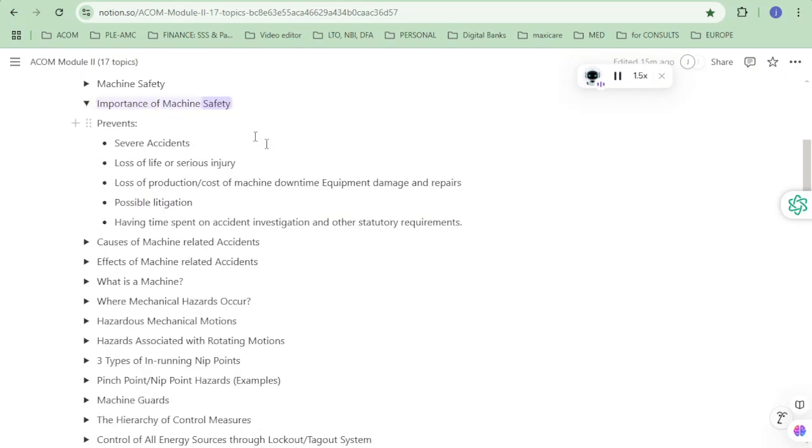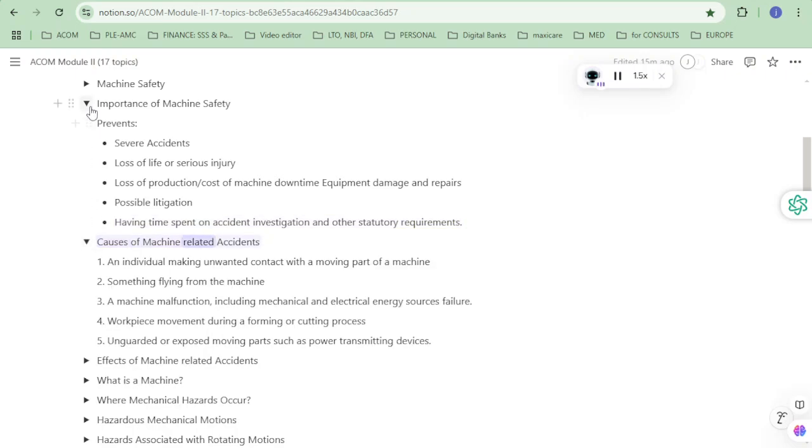Importance of machine safety. Prevents severe accidents, loss of life or serious injury, loss of production and cost of machine downtime, equipment damage and repairs, possible litigation, and time spent on accident investigation and other statutory requirements.